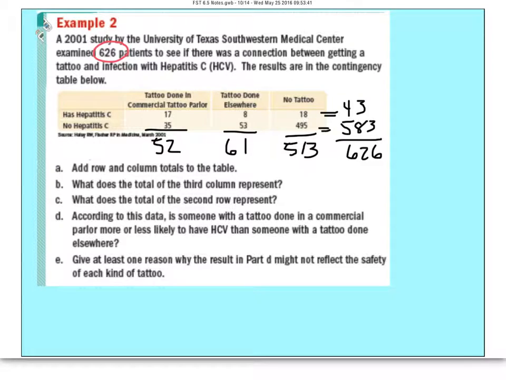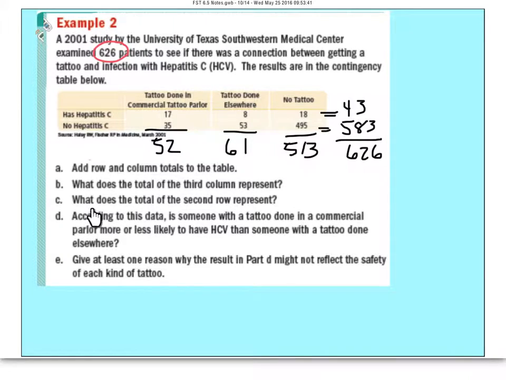So there's our totals. Part B says, what does the total of the third column represent? The third column is right here, and it's 513. What that represents is, of the 626 people in the study, 513 did not get a tattoo.